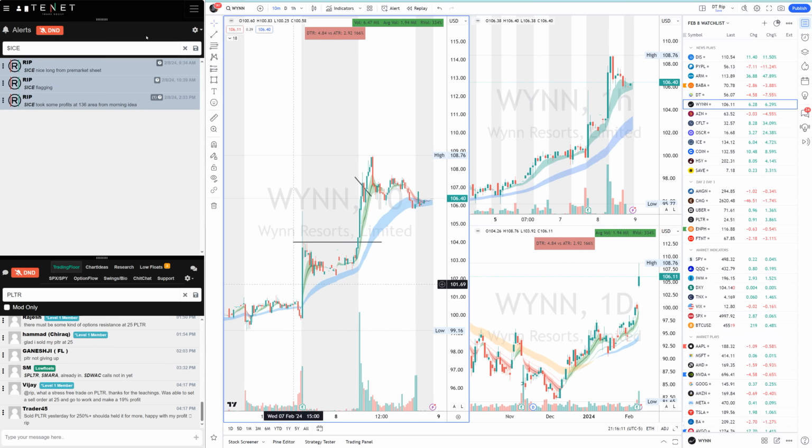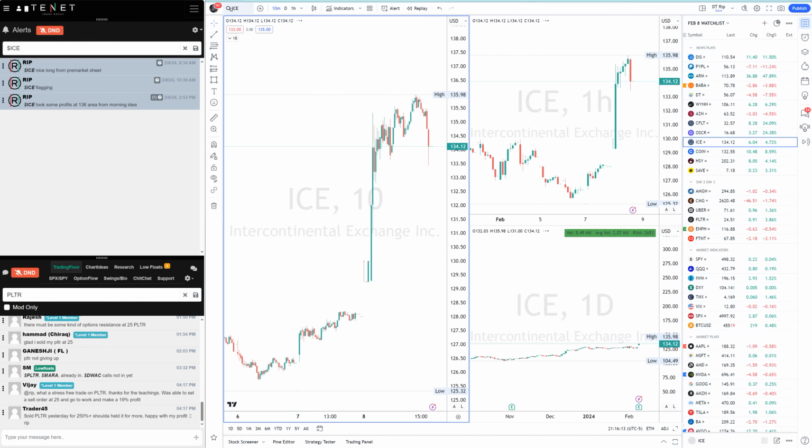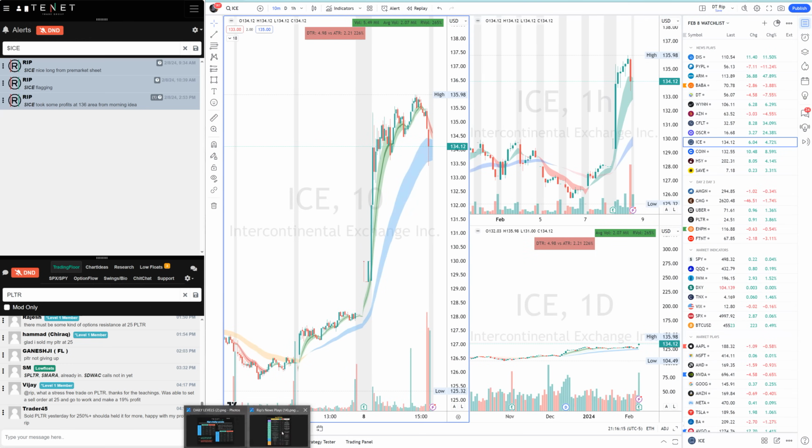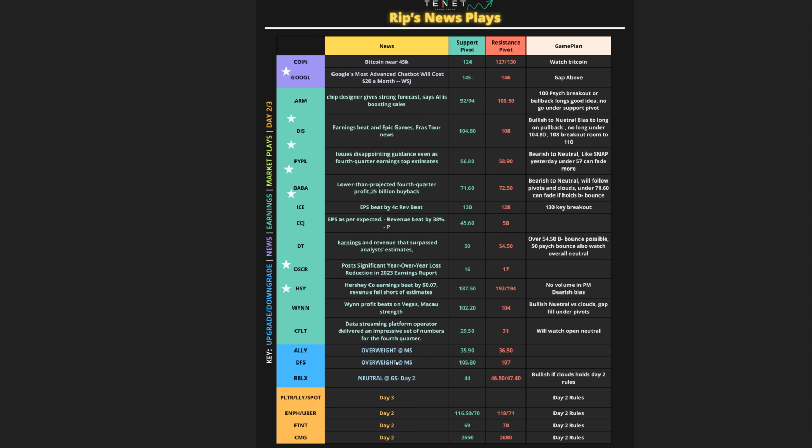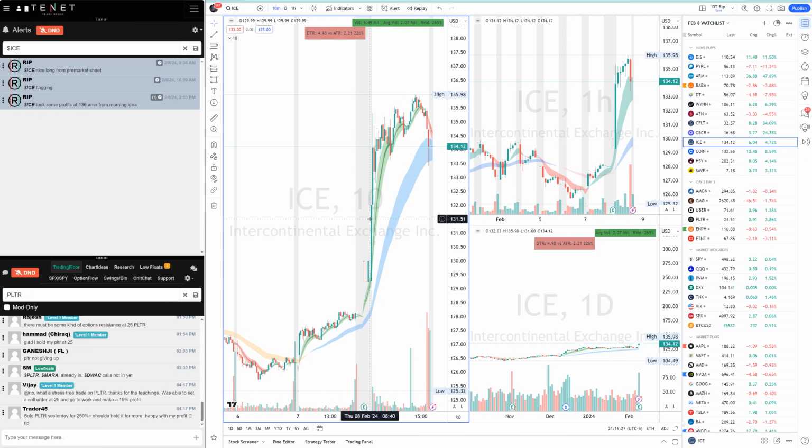Now let's look at another one from a pre-market plan that was a huge winner. So it depends what play you want to play. So that was ICE. ICE was 130 and 128. 130 was the key breakout. I told everyone, you can read it here, and you can look at what it did. It broke out from the 130, and I said it's a nice long.